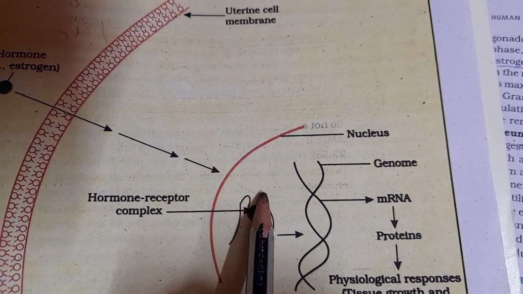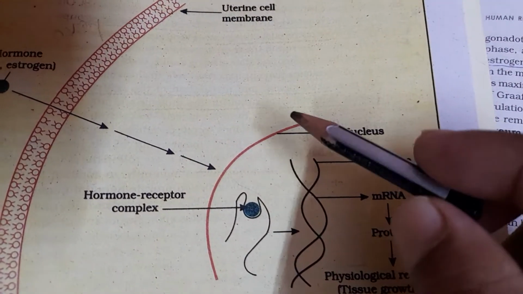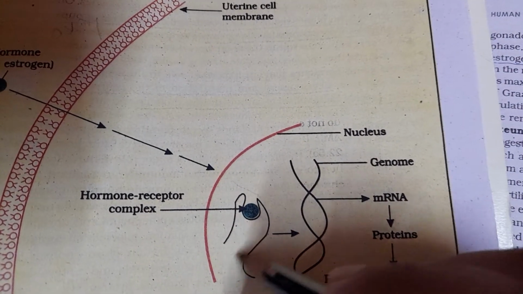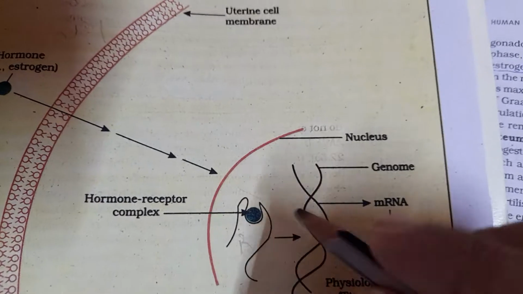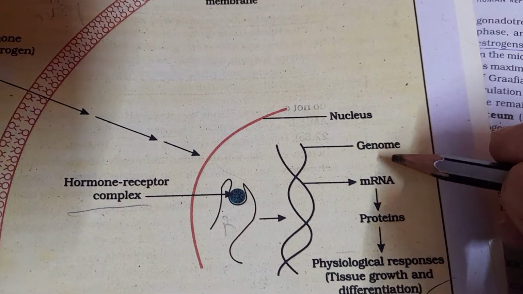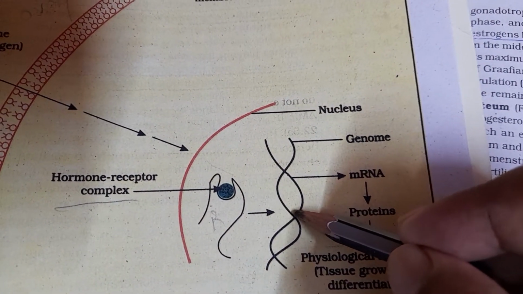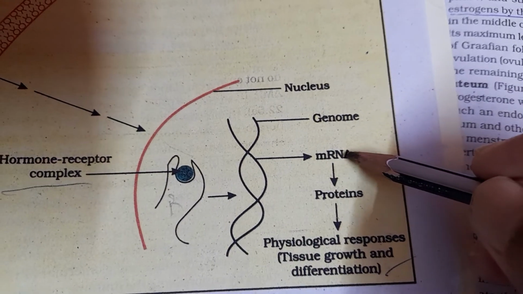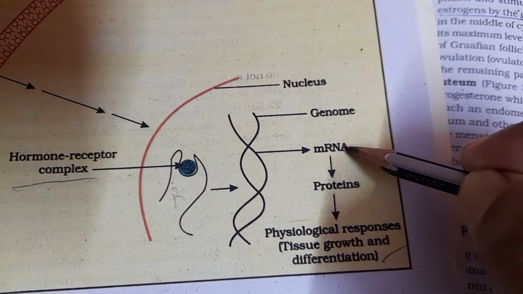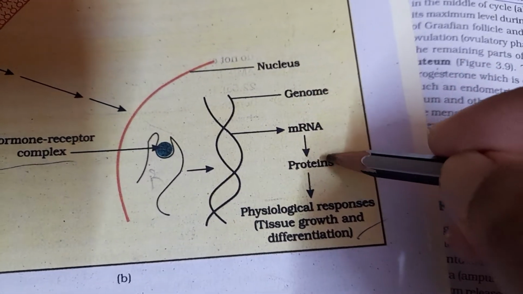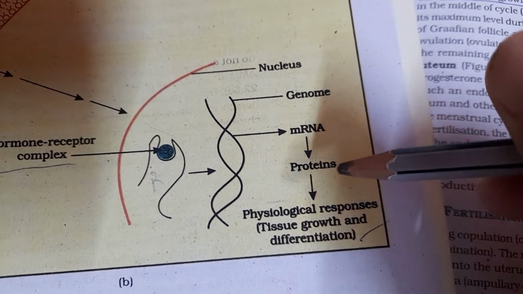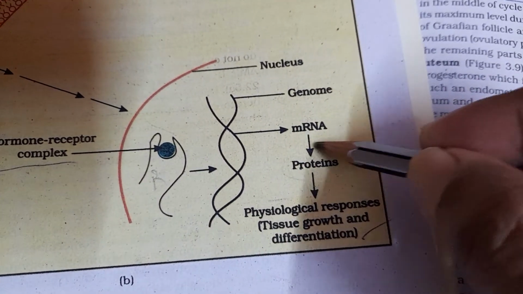The hormone entered the cell. Some of the intracellular receptors are mostly nuclear receptors, so here the receptor is present in the nucleus. This is the receptor and this is the hormone, and they form the HRC, hormone receptor complex. Next, it interacts with the DNA, the genome, and forms mRNA. That mRNA comes out, binds with ribosomes, translation takes place, and finally proteins are formed.